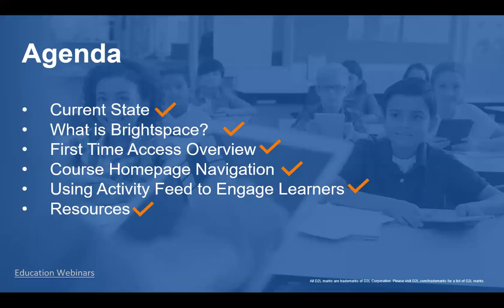Last thing we want to do is just make sure we've covered everything. We looked at the current state. We talked about how we're all in this together. We talked about that little infographic about what Brightspace is and what D2L is in our Brightspace community. We looked at first time access and how to activate your course, and homepage navigation to engage your learners, maybe with an enticing banner and some text, and changing that up to keep them engaged. We used the activity feed to engage learners, pulling in some videos and building out assignments through it and allowing them to comment, and then all the resources that we've shared at the end here.